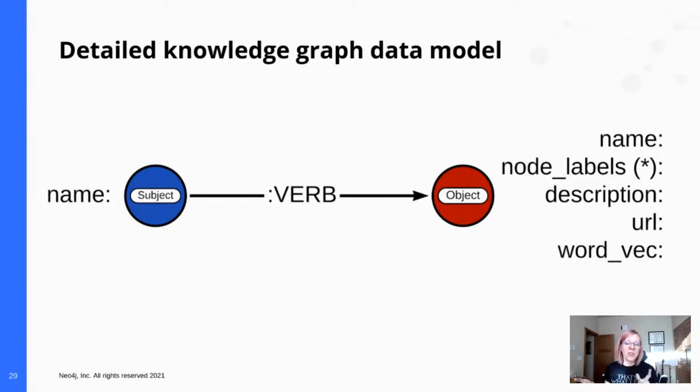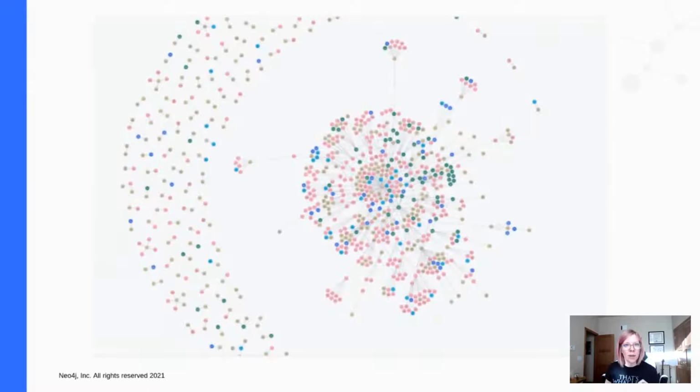And then what I'm also going to add in is the word vector. And the word vector is vectorizing that description using spaCy. Okay? When we do that, we're going to get a graph that looks roughly like this.